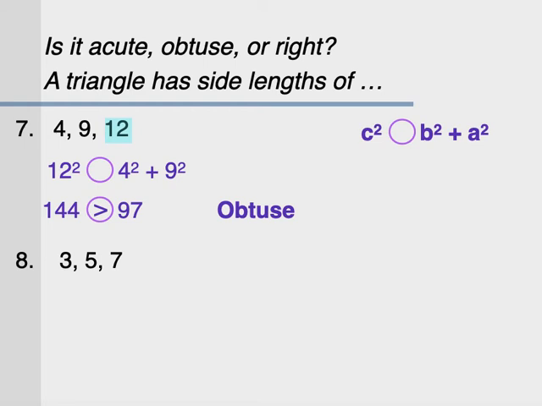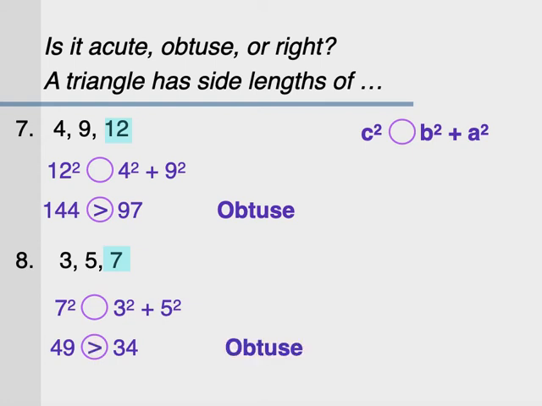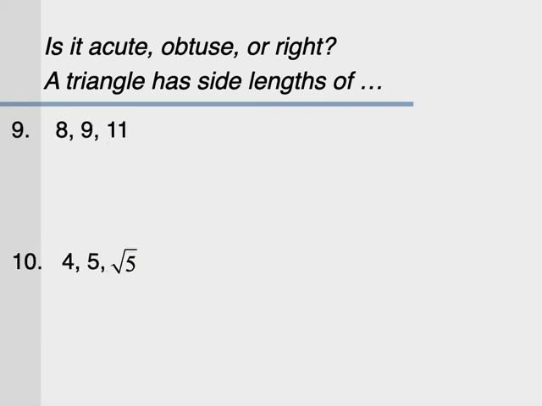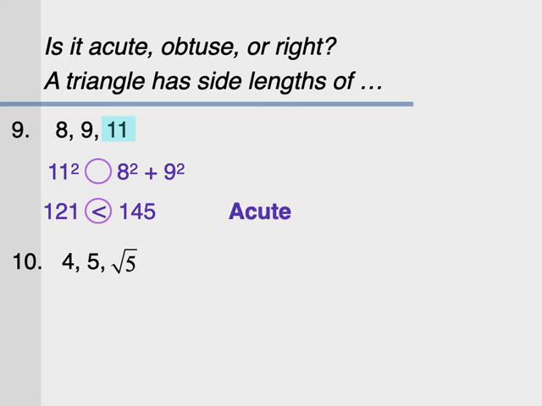Try question 8. c would have to be 7. Plug it into your expression and simplify. 49 is greater than 34. If it's a greater than symbol, if it's c squared greater than the other side of the equation, then it's an obtuse triangle. Try question 9. c is 11. If you get c squared is less than the a squared plus b squared side of the equation, that tells you it's an acute triangle.